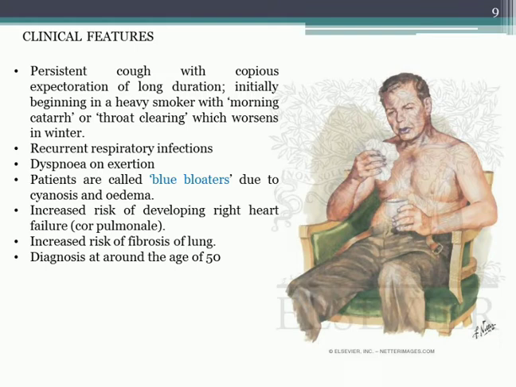And remember, in chronic bronchitis the cough will always be the starting point, and cough is followed by dyspnea. But in emphysema it is just the opposite: dyspnea will be followed by cough. So: recurrent respiratory infection, dyspnea on exertion, blue bloaters, increased risk of developing right heart failure or cor pulmonale, increased risk of fibrosis of the lungs, and diagnosis at around the age of 50. So that's about chronic bronchitis.